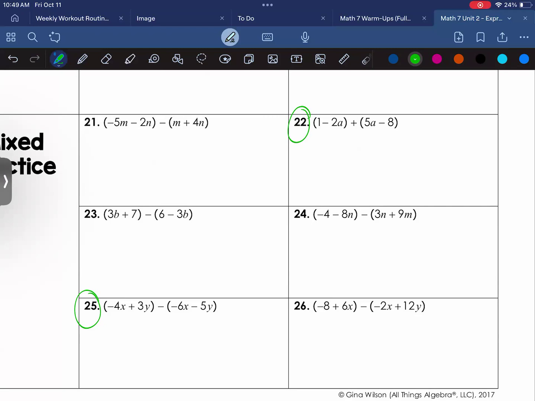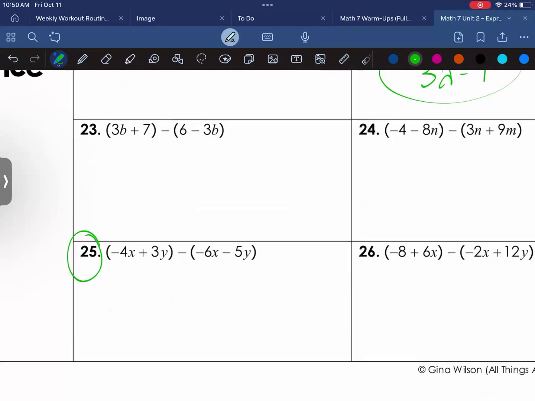All right, you should have paused and tried before you see the answers. Number 22, you should have gotten 3a minus 7. This one was just addition, so we did not have to do any distributing. We just combined like terms. Number 25, we did have a subtraction problem, so we had to distribute that negative symbol first, and you should have ended with 2x plus 8y.